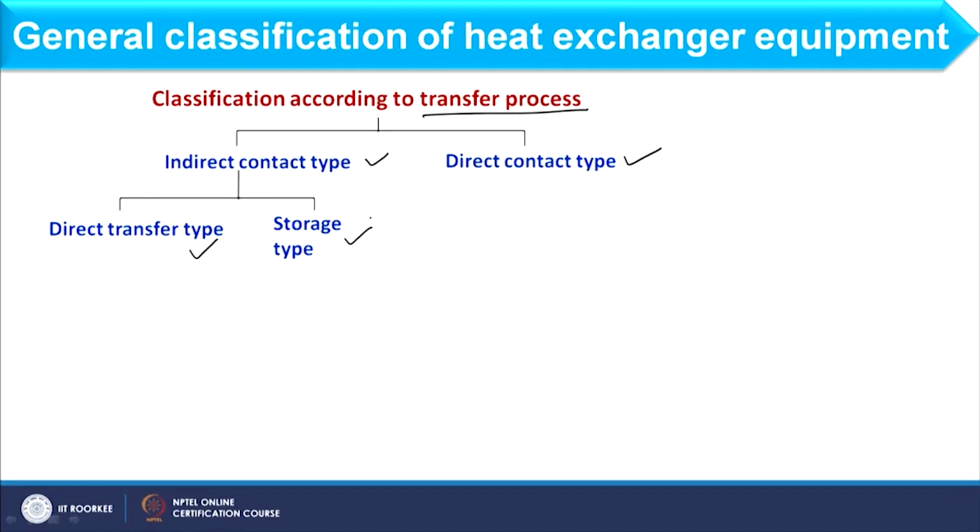Okay. Direct transfer type means, as I have told you, that heat is transferred from high temperature to low temperature, but through a separating wall. Okay, heat is first transferred from high temperature to wall, then from wall to low temperature fluid. That is direct transfer type. Fine. Heat is continuously transferring to wall, and then continuously it is transferring to cold fluid. Okay. So continuous transfer is possible in direct transfer type.